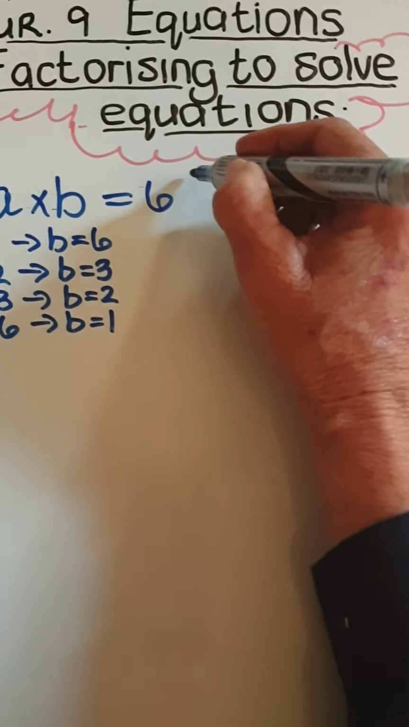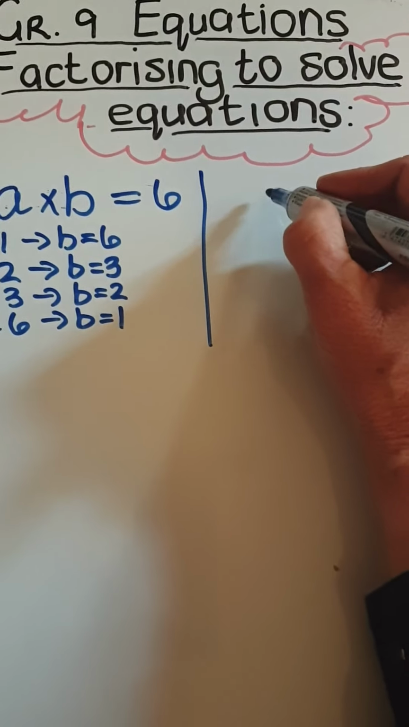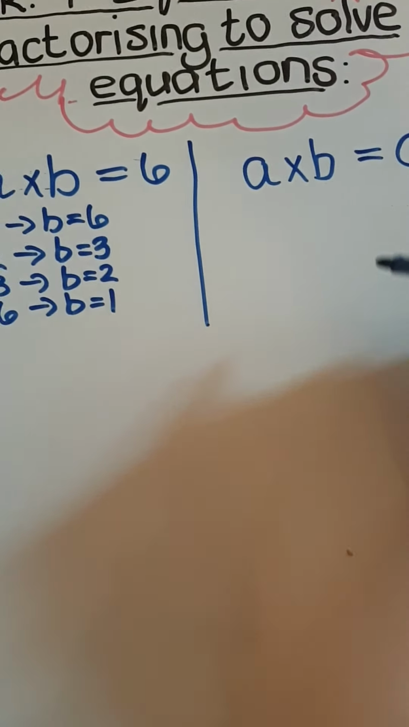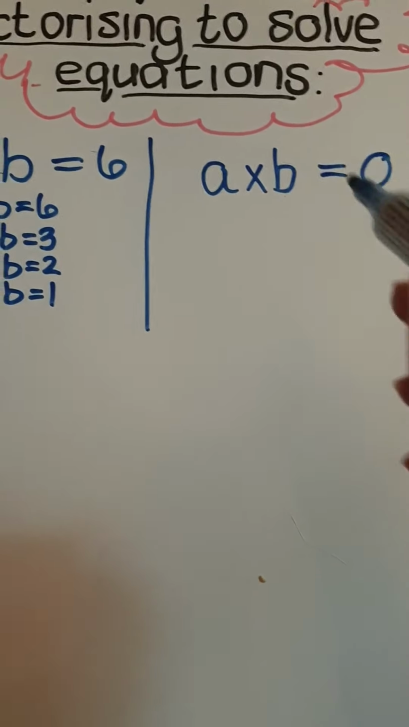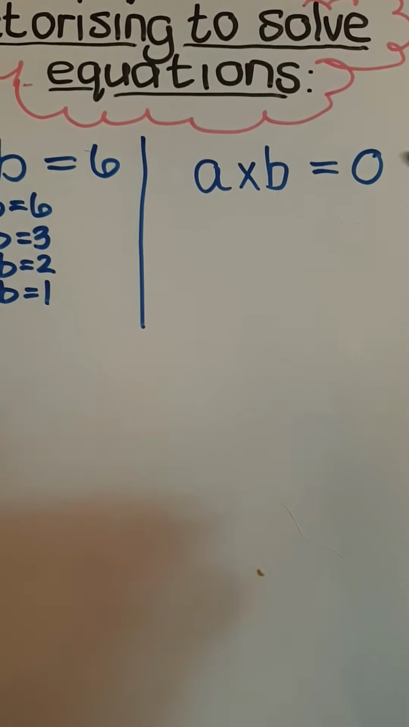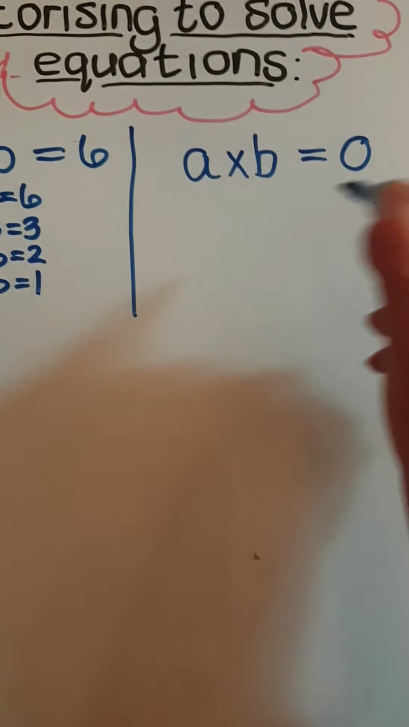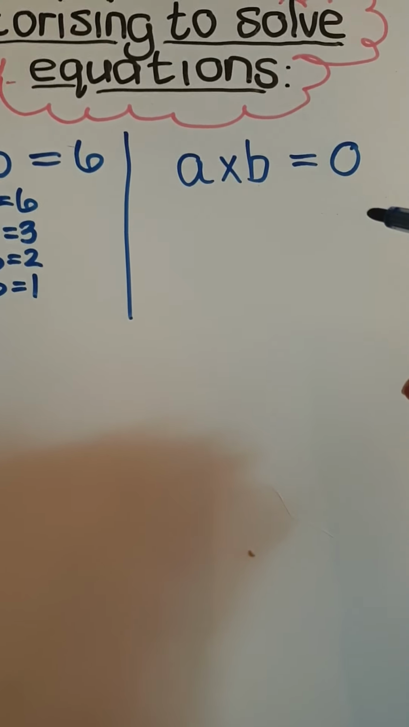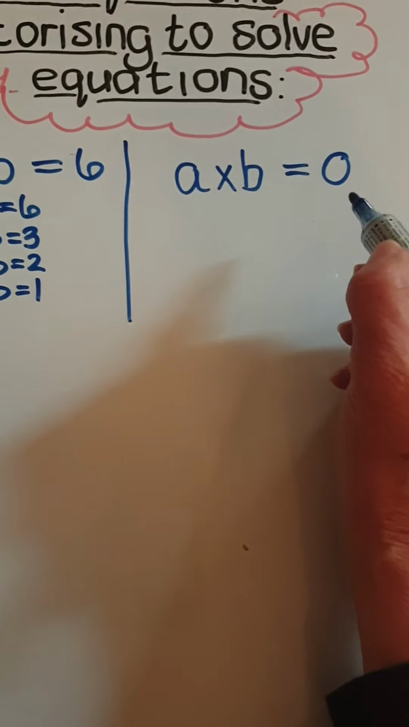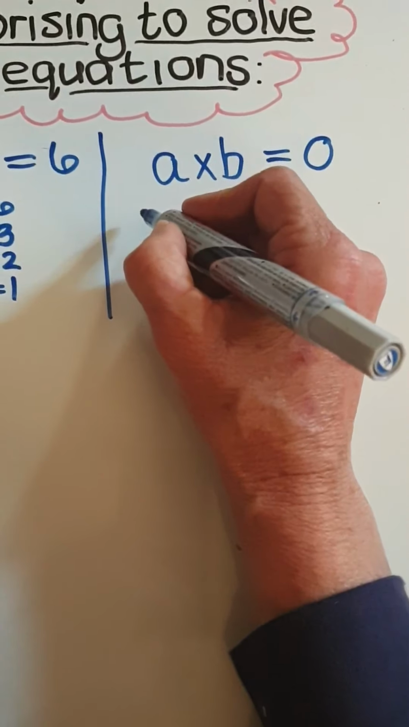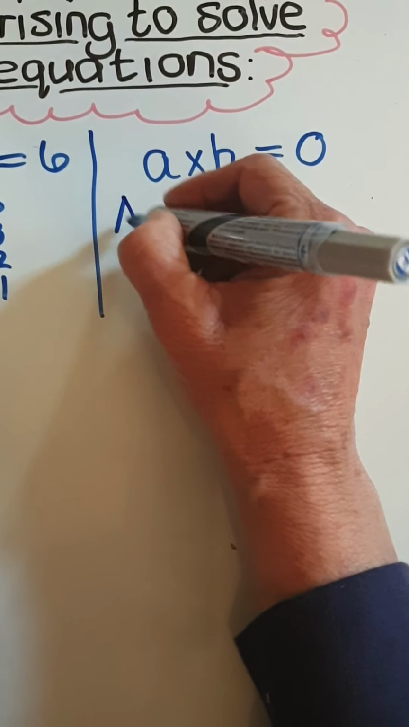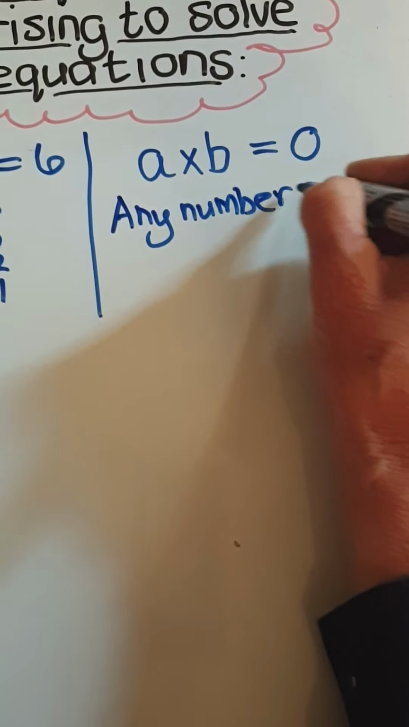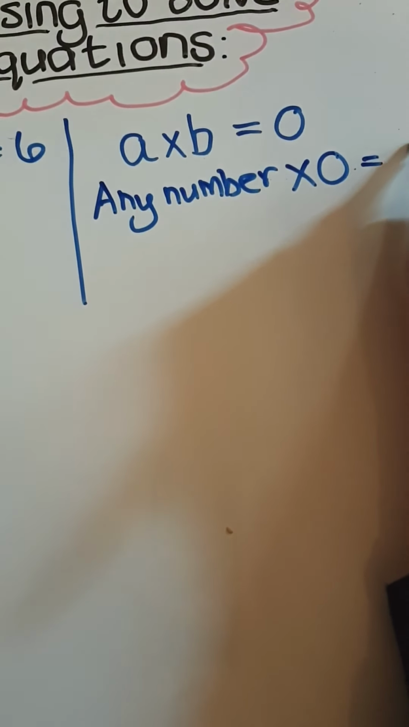But now look at the following. If I have a product of two numbers, a times b, and I say it must be equal to 0, what possible solutions can you think of for this equation? What will make it true? And here you have to remember the rule when I multiply with 0. Yes, you remembered. Anything, any number, times 0 will be equal to 0.